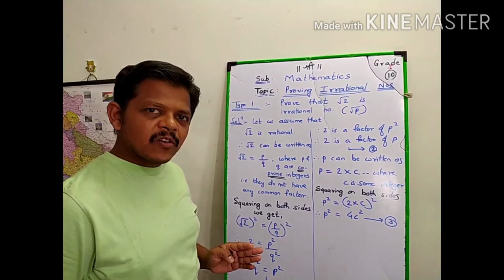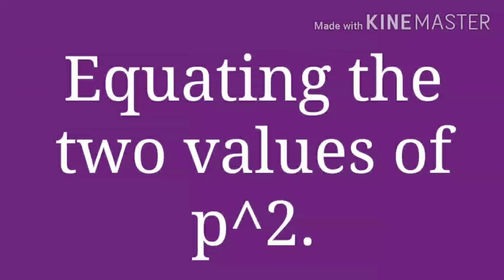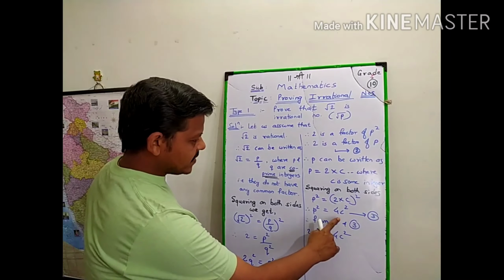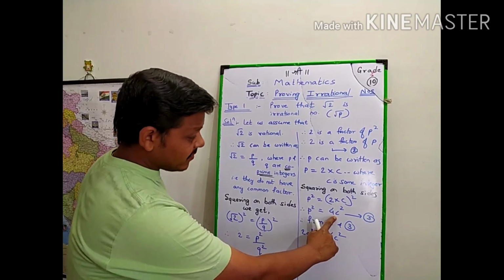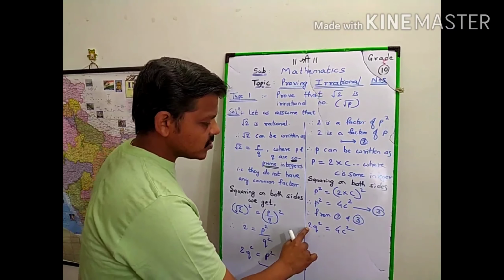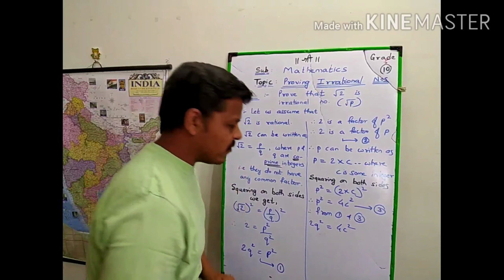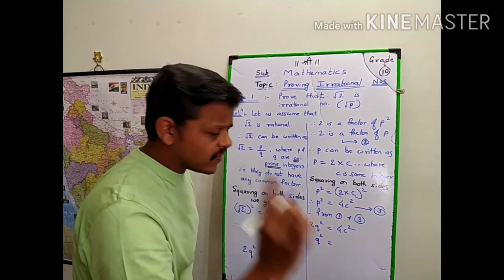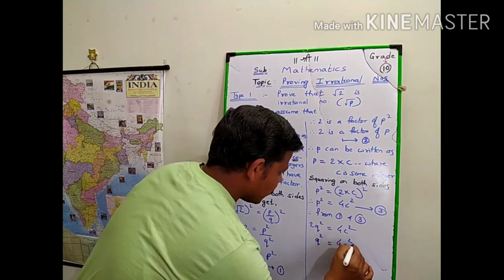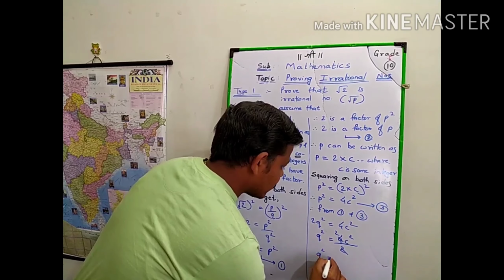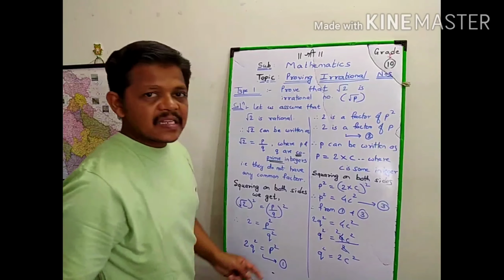Can we equate the two values of p square? Obviously we can. So we are going to equate the two values of p square. So what do we see over here? 2q square is equal to 4c square, because both these are the values of p square. This 2, which is multiplied, shall go there and become divide. So q square, understand this very carefully, each and every step. q square is 4c square upon 2. Ultimately q square is 2c square.